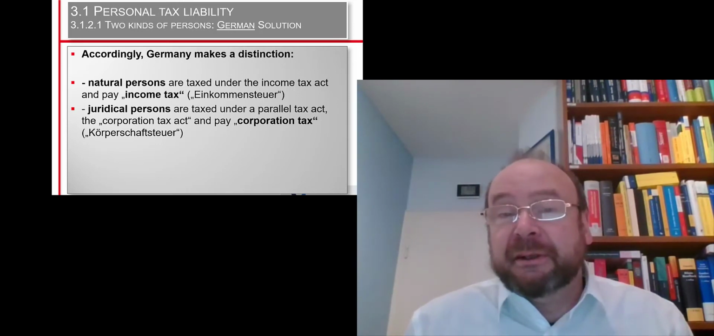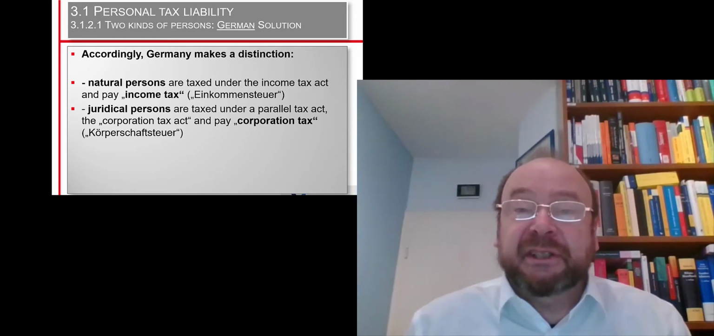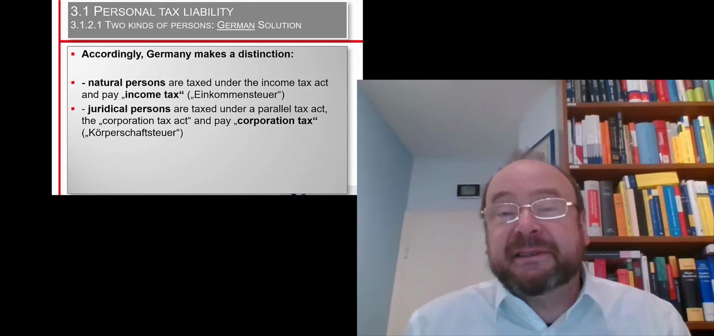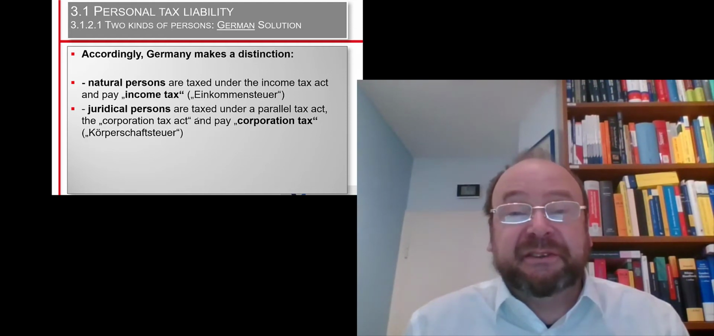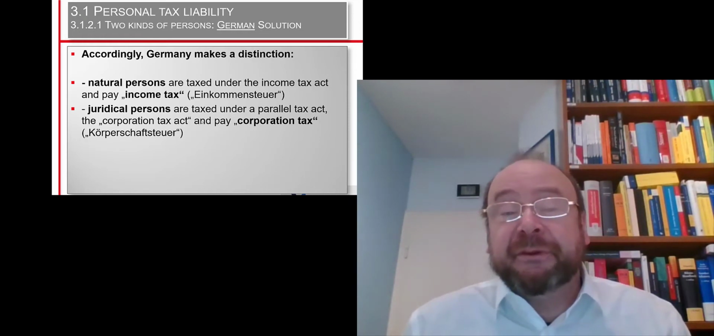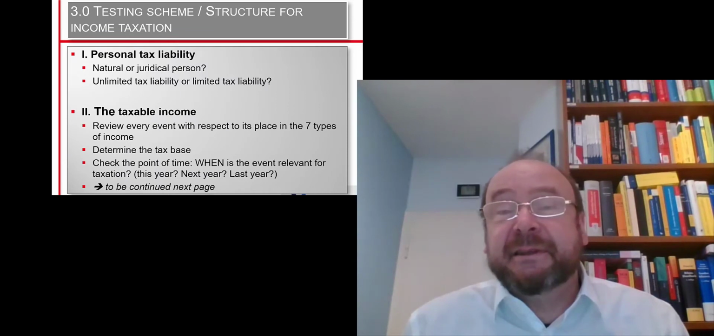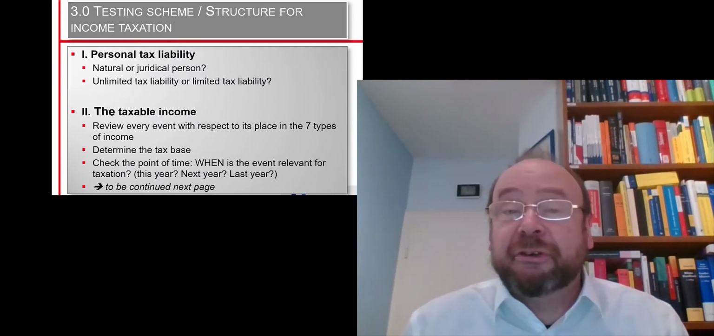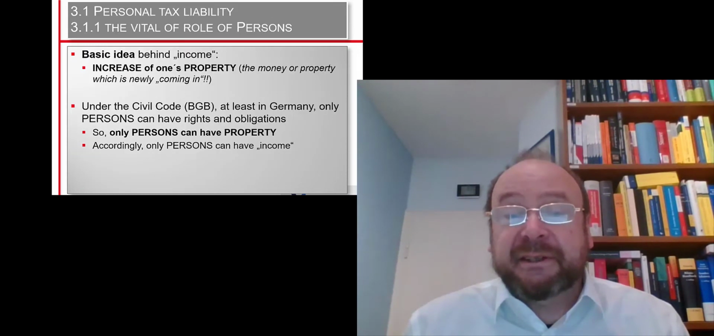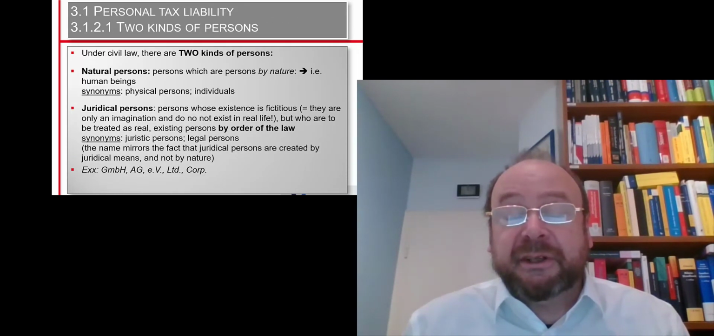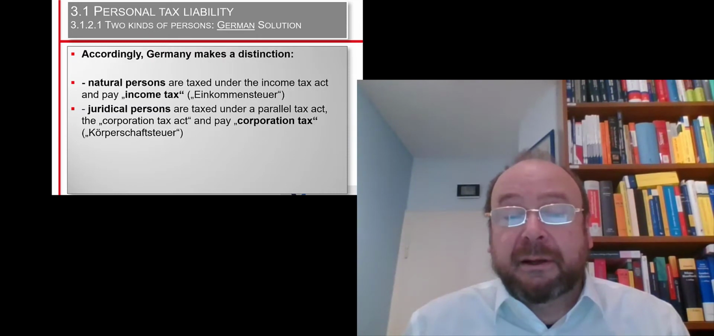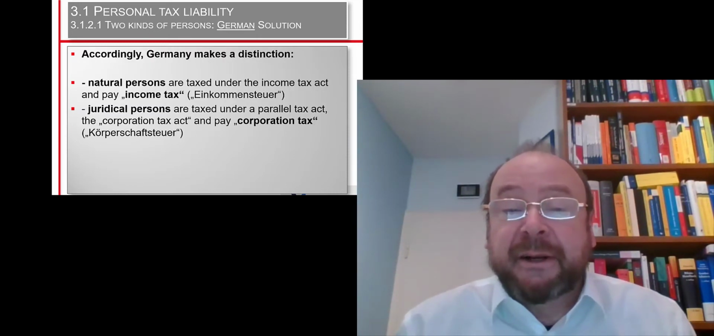So the first thing which naturally you have to decide when you deal with the cases is: does the case fall into the scope of income tax, or is it a corporation tax case? And for this, you probably remember the first entry in my list. Is the person in question a natural or a juridical person? Because that question helps you to decide if it's an income tax case or a case for corporation tax.